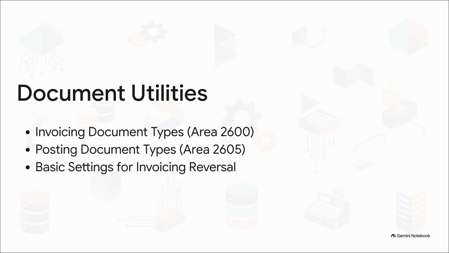Well, your system needs these utility document types to actually record transactions. Navigating through the Documents submenu, you need to configure your invoicing document types in Posting Area 2600, your posting document types in Area 2605, and of course, your basic settings for invoicing reversal. Because let's be real, mistakes happen, and you absolutely need a clean way to roll them back.